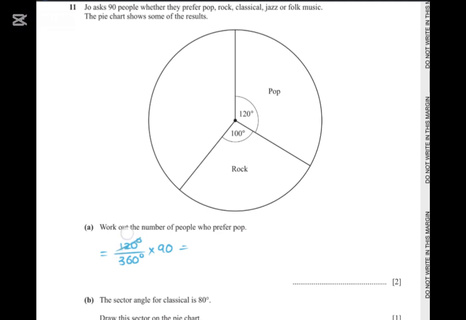So this can be cancelled out 1 times and 3 times. So 3 ones are 3, 30. So 30 people prefer pop.